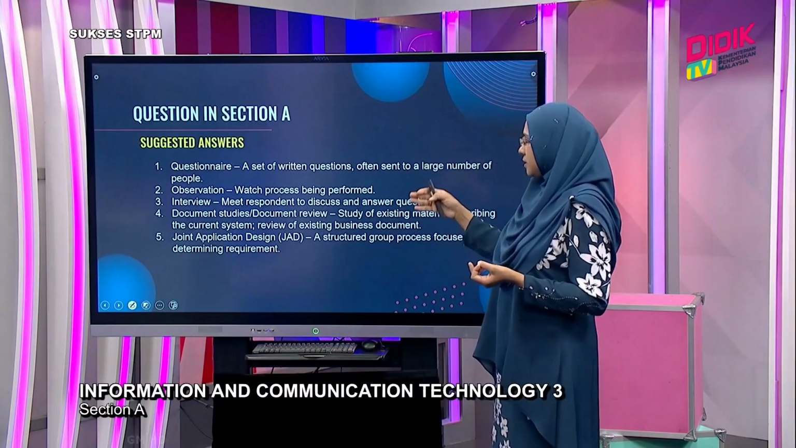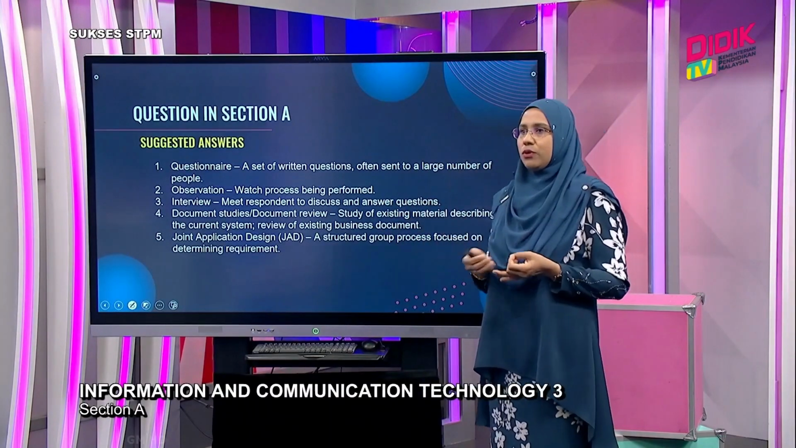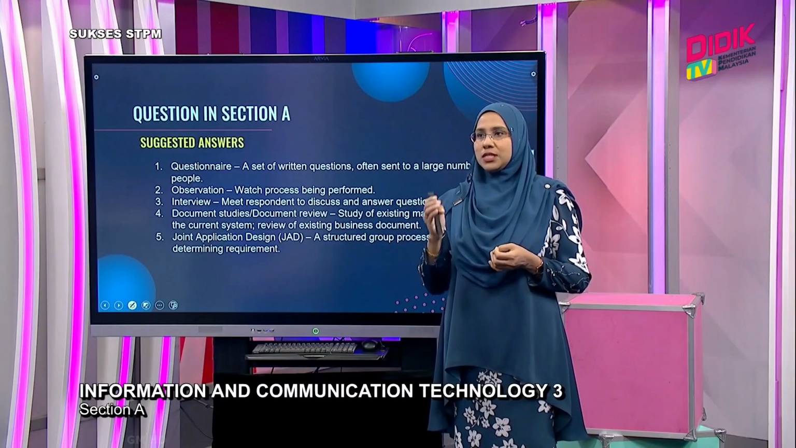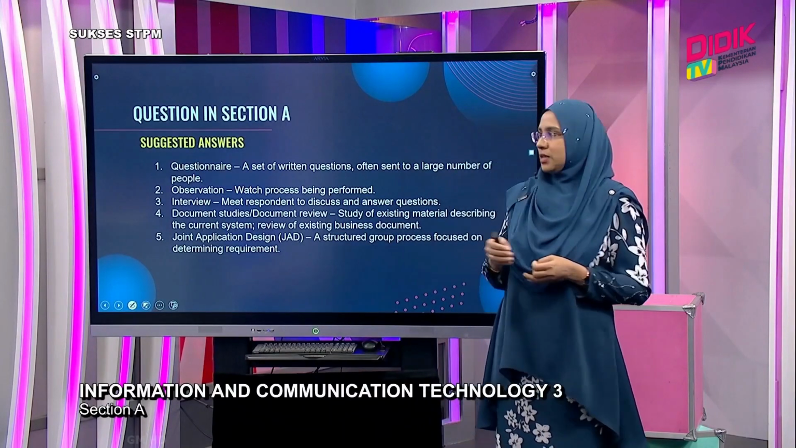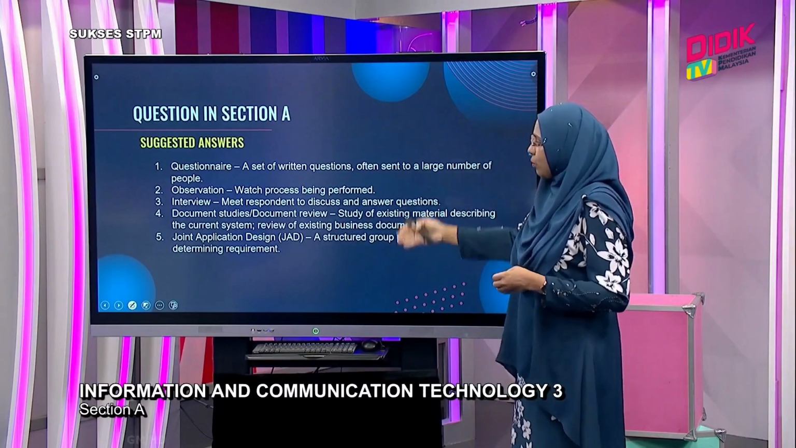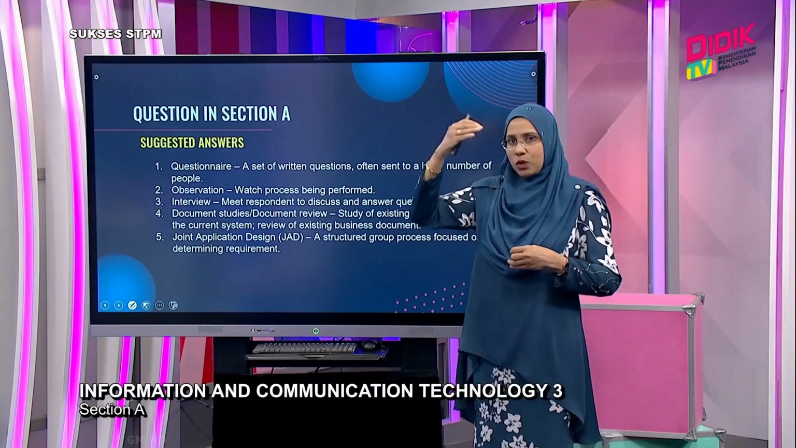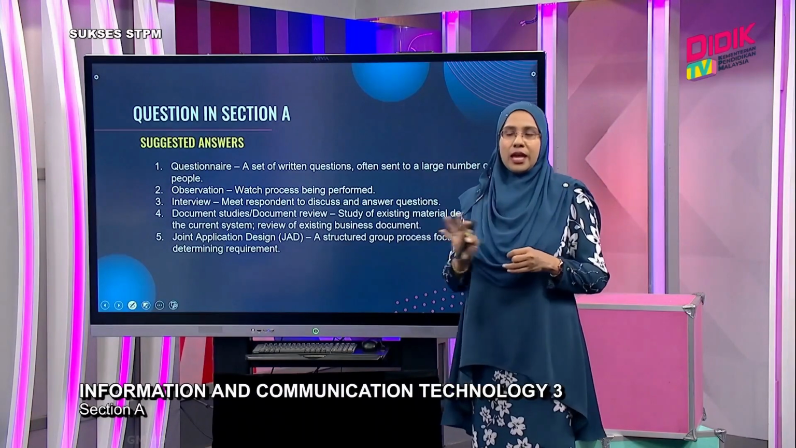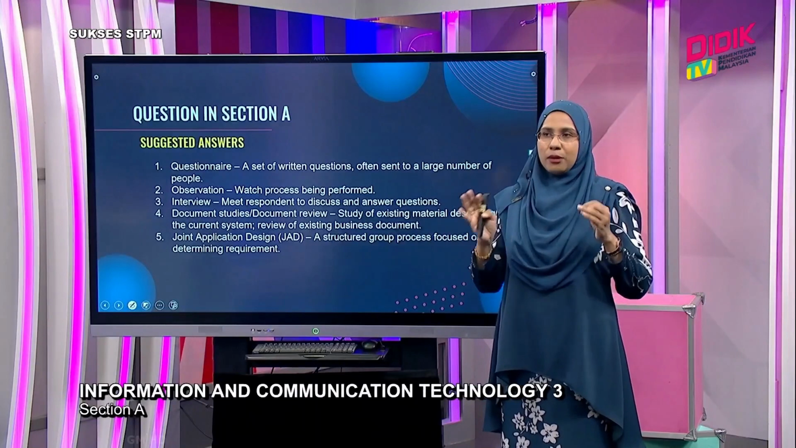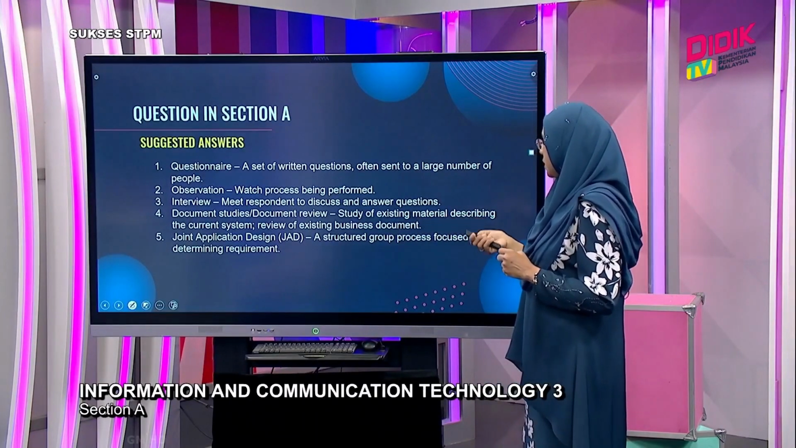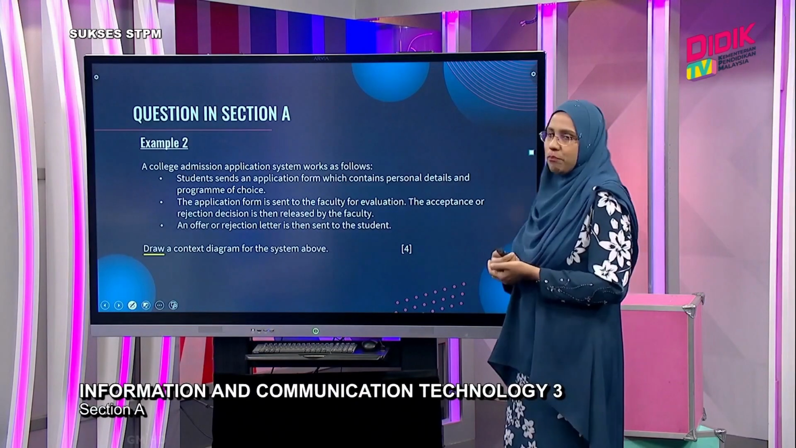And then another answer, interview. So interview is to meet respondent to discuss and answer questions. Okay, so this is how we write. In point form, in number, just 1, 2, 3. Don't write in essay form. That's what I meant. Don't write in essay form. Okay, so I shall proceed with the next example.